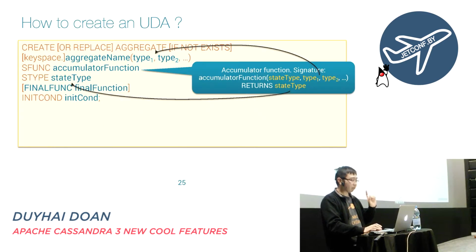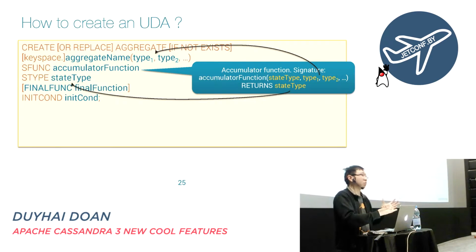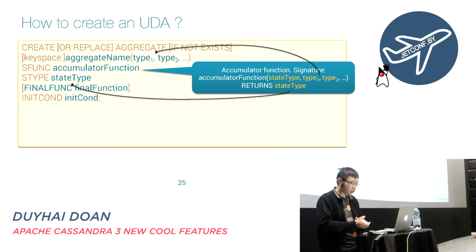There is a trick here. Your accumulator function, your reduce function, signature should be something like this. The first argument type should be the state type of the aggregate. And then all the remaining types should be the same types as the aggregate. And the return type is also the state type. So in fact, your function takes an existing state, applies some computation, and returns the new state. Reduce function.